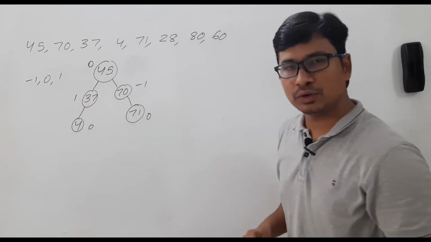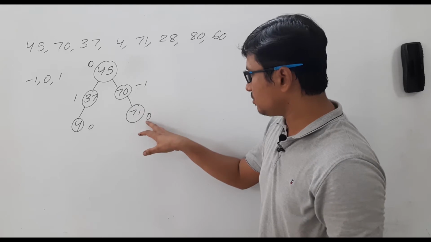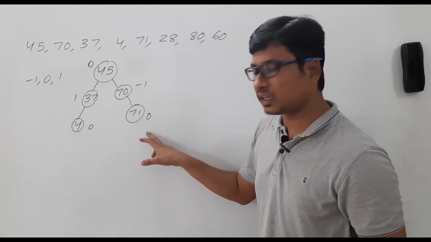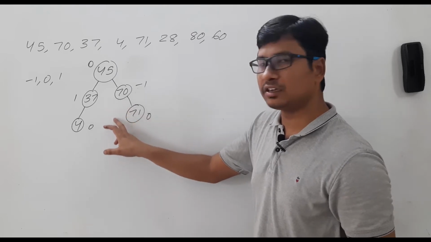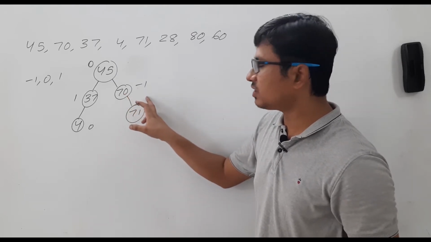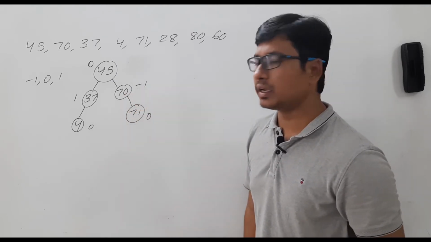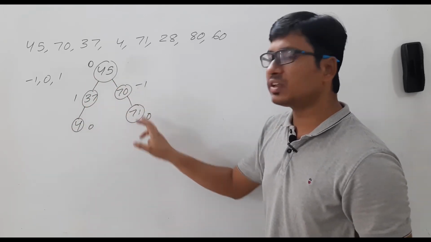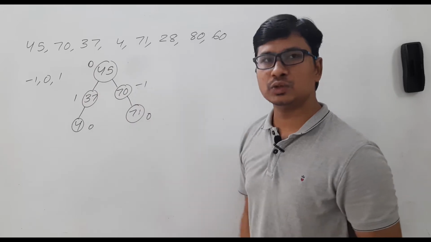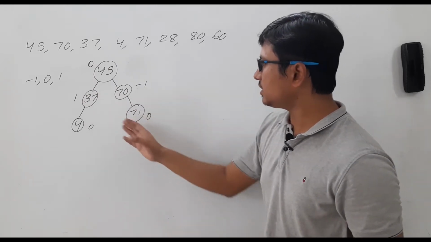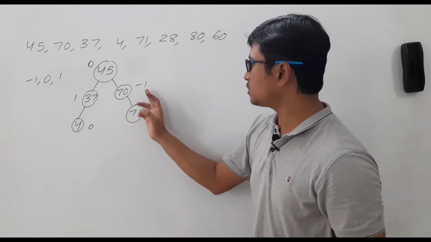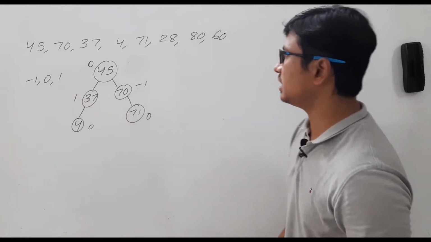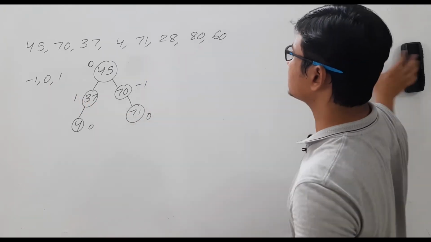If you have a doubt, you can check it. Balancing factor of this one, how did I get 0? Left subtree minus right subtree height is 0. For this one, height of the left subtree is 0, height of the right subtree is 1, so you got -1. And for this one, height of the left subtree is 2, height of the right subtree is 2, so 2 minus 2 is 0. Now still it is in the range of -1, 0 and 1, so I can say that still it is an AVL tree. Next you want to insert 28.